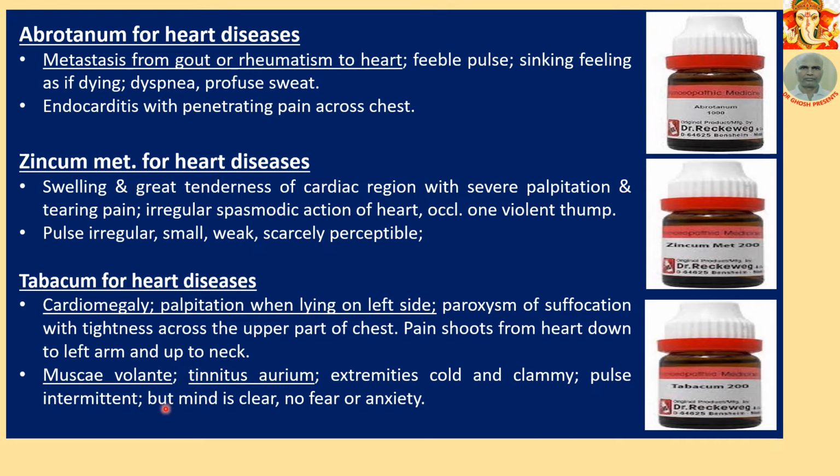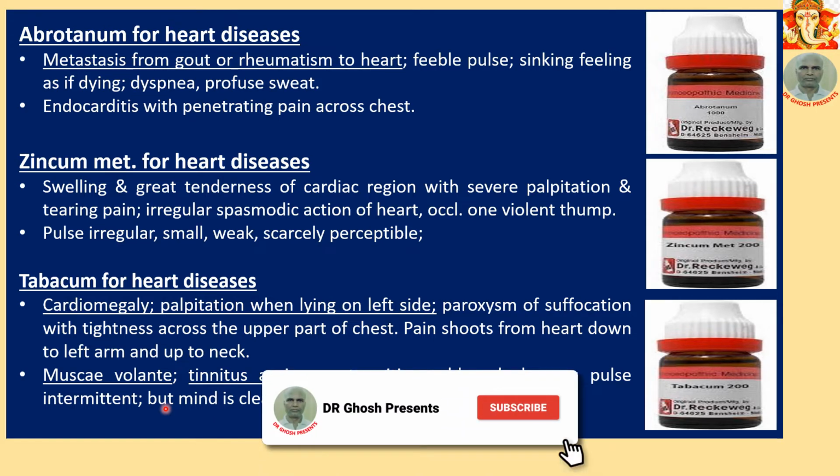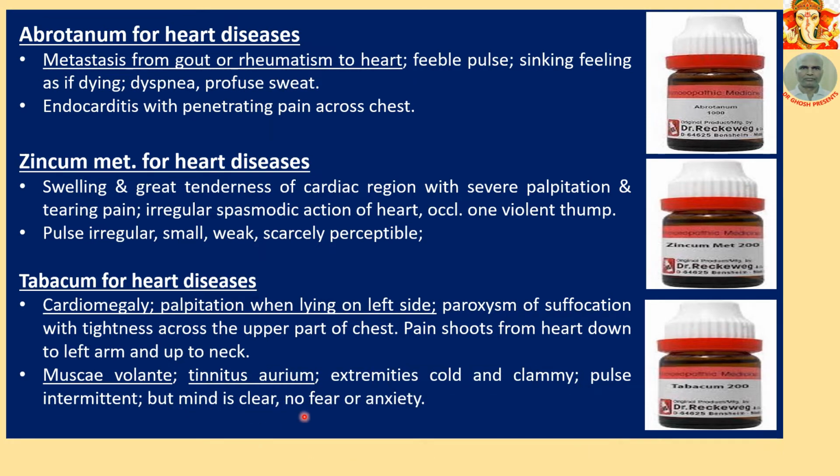black spot in front of eyes. Tinnitus aurium, some peculiar sound is audible in the ear. It is called tinnitus aurium. This sound is produced within the ear, not an external sound. Extremity is cold, clammy, pulse intermittent, but mind is clear, no fear, anxiety. That is, in case of tabicum, you keep tabicum there where there is no fear, anxiety of mind in the particular person affected.